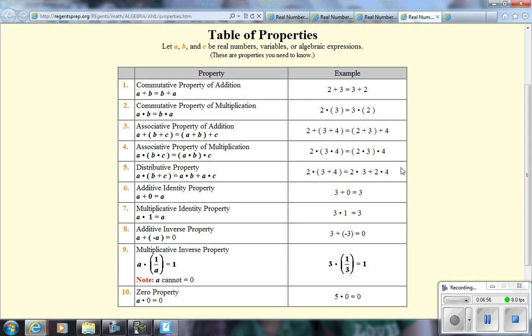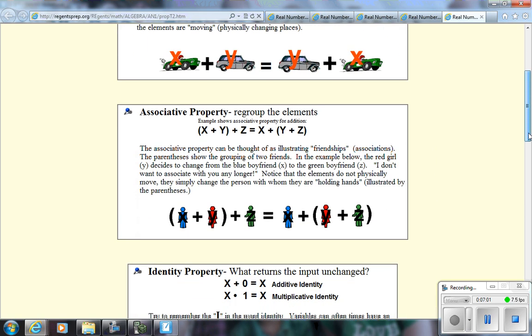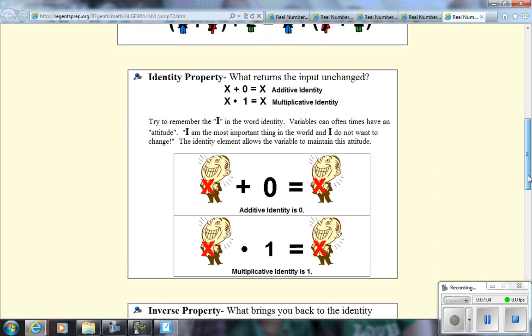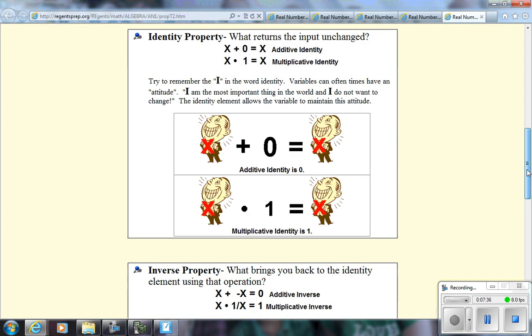The other is a kind of cute little way to remember the properties. Commutative, and I'll let you read those later. You might want to look that up on my webpage. But I want to talk about this one, the identity property. Think of the identity, the I in identity, and how I am the most important thing in the world, although I guess I don't really want you to think that, and I do not want to change. And that's the idea of the identity. So if you don't want to change, I don't want to change. For addition, adding 0, then you don't change. For multiplication, multiplying by 1, then you don't change.